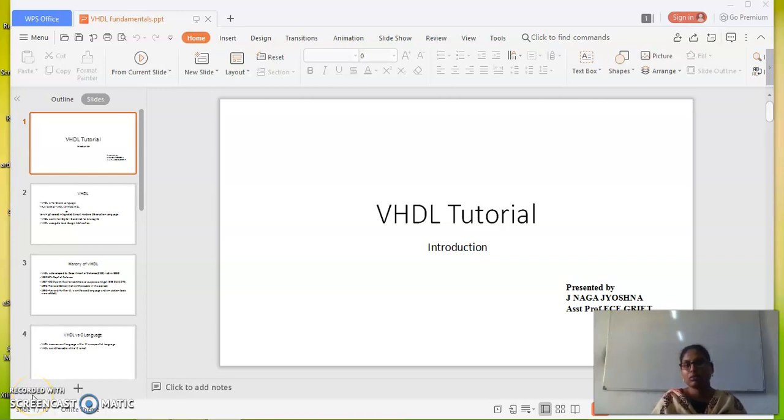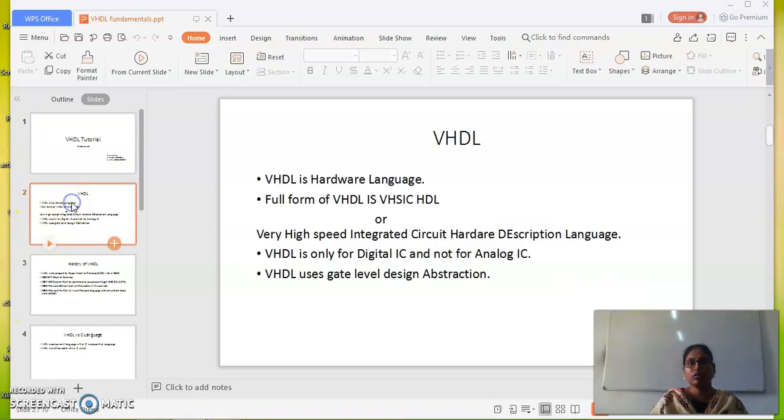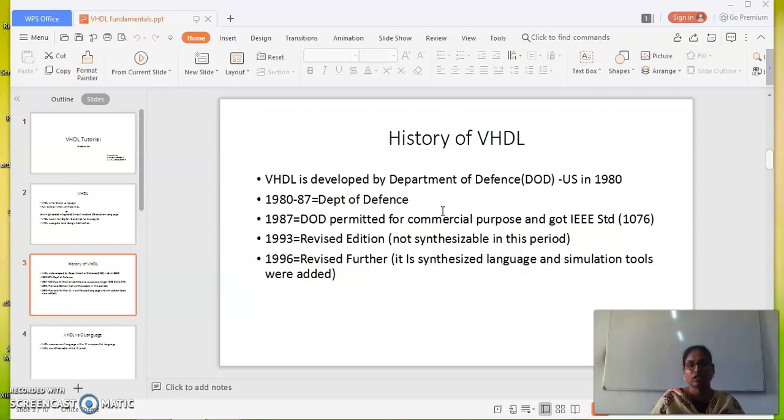Today I am going to explain about VHDL programming fundamentals. First, VHDL. VHDL stands for VHSIC HDL. It is a hardware language. VHSIC stands for Very High Speed Integrated Circuit Hardware Description Language. It is only used for the digital ICs and not for the analog ICs. And VHDL uses gate level design abstraction.